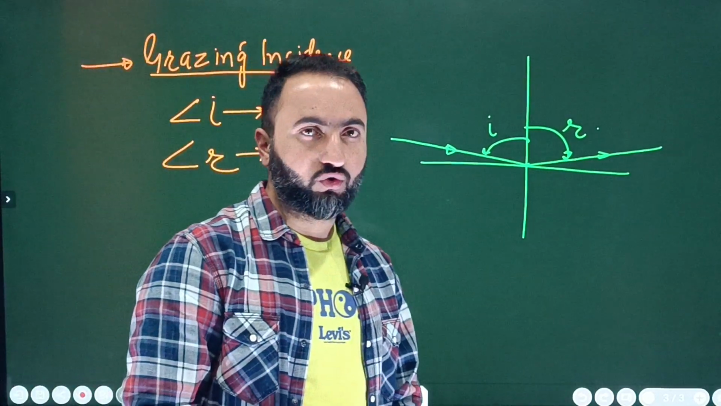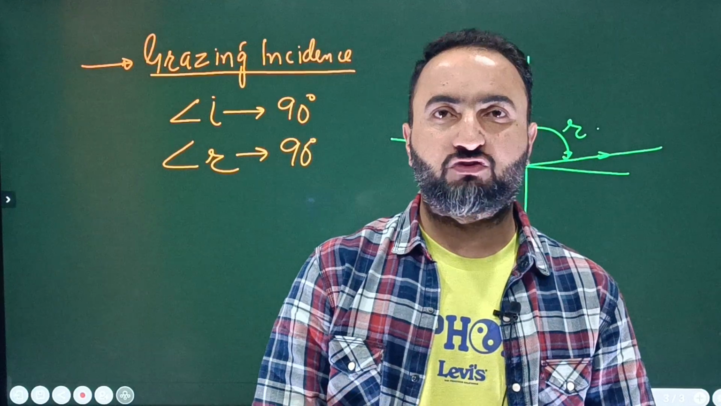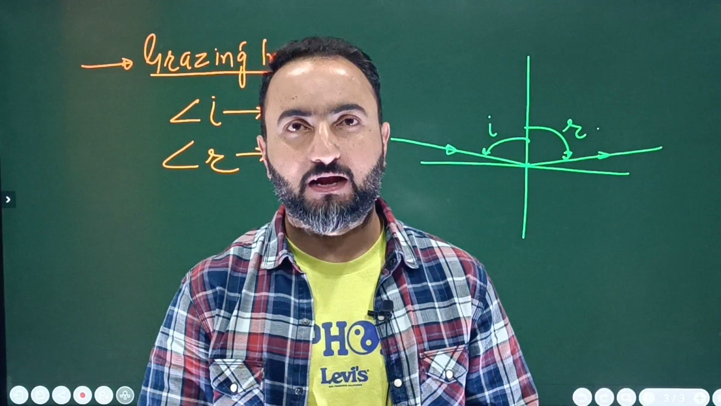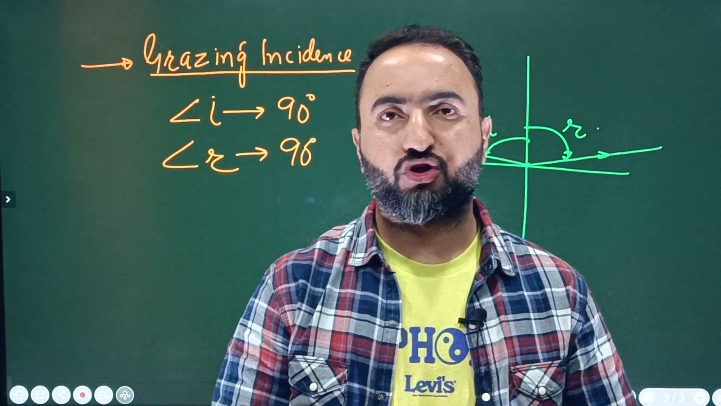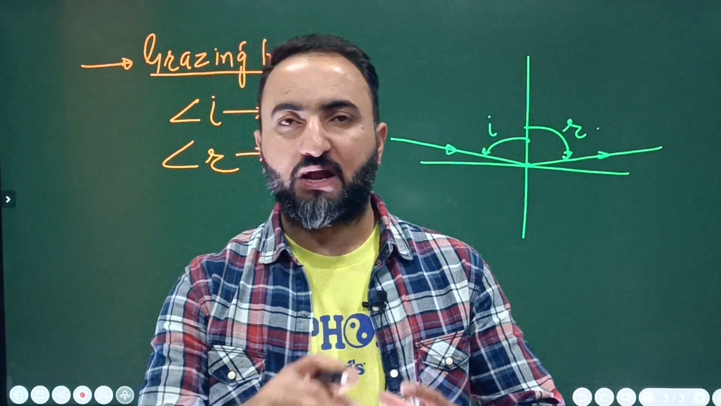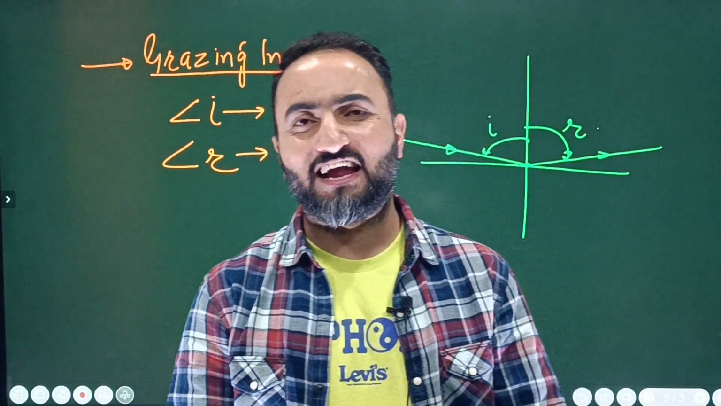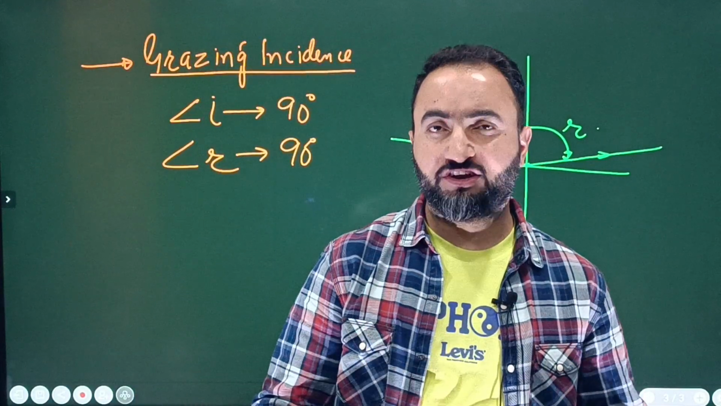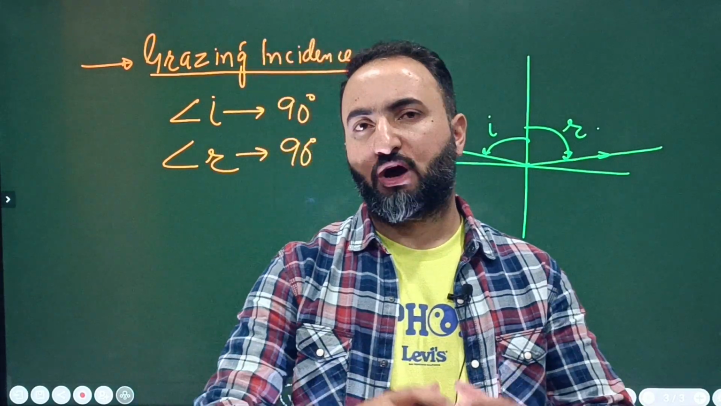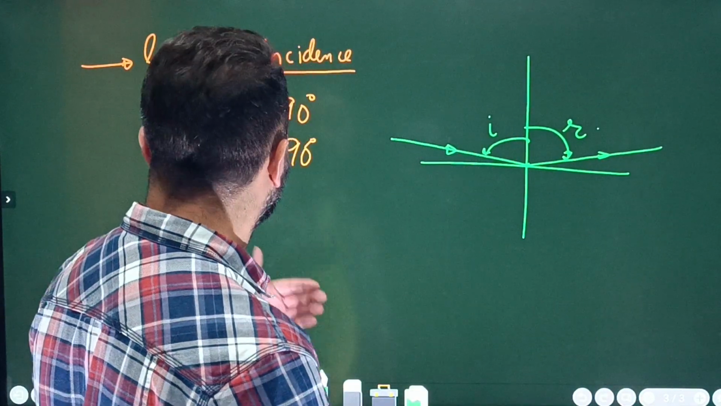So what's normal incidence? Simply, if angle of incidence is equal to 0 degree, angle of reflection will be equal to 0 degree. That in turn means that if the incident ray is normal on the mirror, then the reflected ray will also be normal on the mirror, which implies that the ray of light will retrace its path. Second, if the angle of incidence is tending to 90 degree, then the angle of reflection will also be tending to 90 degree. So we are done with the basic technical terms here.